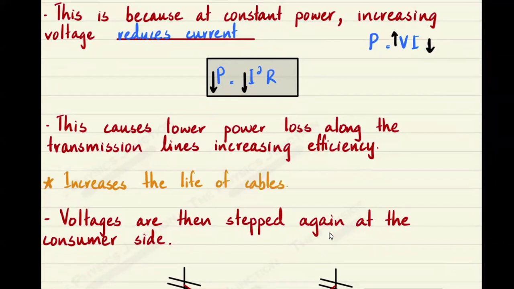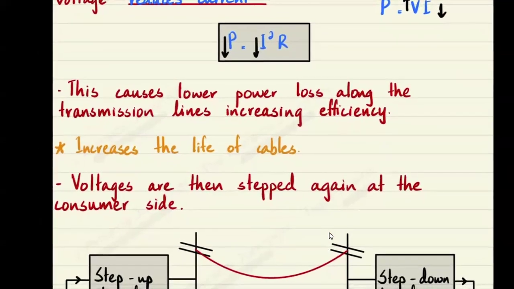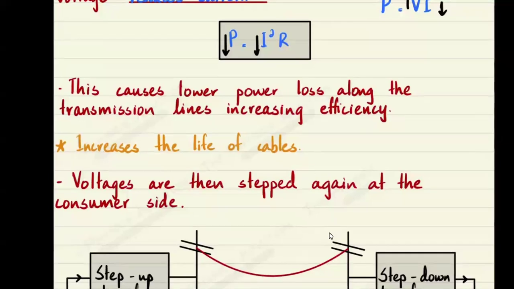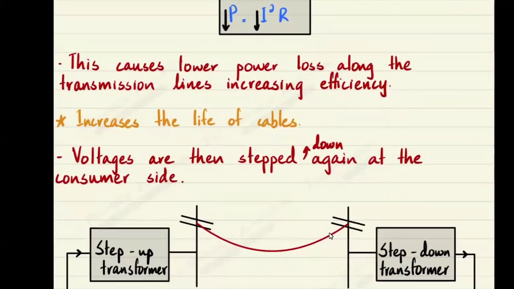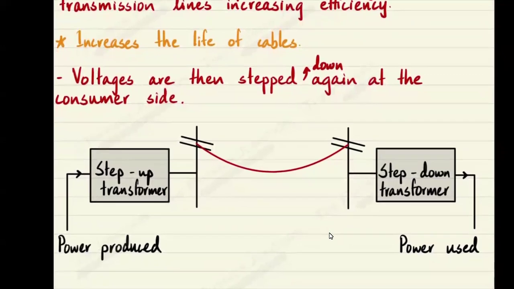So it's transmitted at really high voltages. Then again, when we reach the consumer side, that voltage is stepped down again, and then we use it for our purposes. So this is power produced at some station using whatever method is there. Then that is stepped up and transmitted through long distances. On the consumer side, it is stepped down, and then we use that power for our purposes. So that's the idea of the transformer.